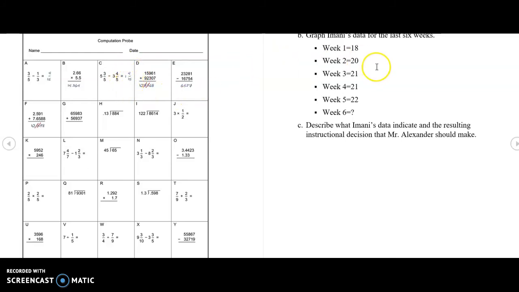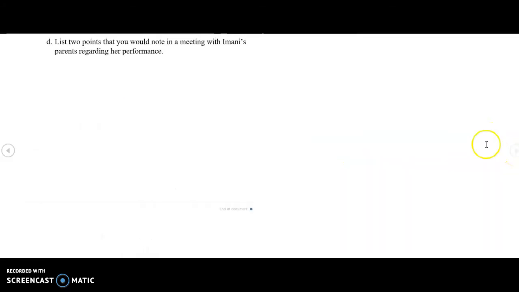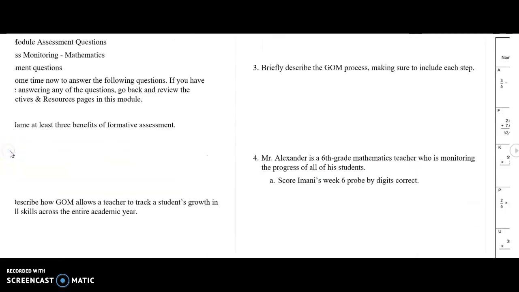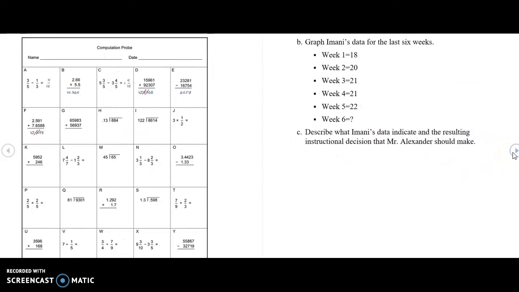All right, so you're going to graph Imani's data for the last 6 weeks. So what they're telling you is, here are the scores, 18, 20, 21, 21, 22, and then you need to compute week 6, and then you'll graph it. There is a graph within the Iris module, but it doesn't always come through. So there's a place where you can click within the module, but you don't have to worry about submitting the graph if it's hard for you, right? For some of you, I know it's easy and you can just do it. But if it's hard for you, don't do it.